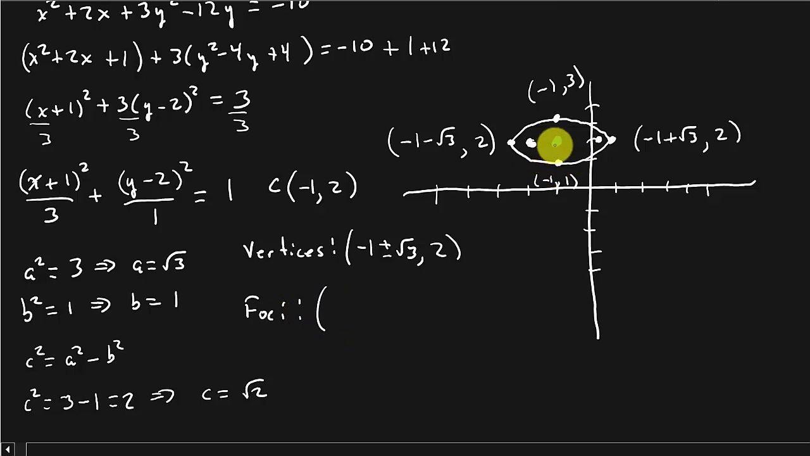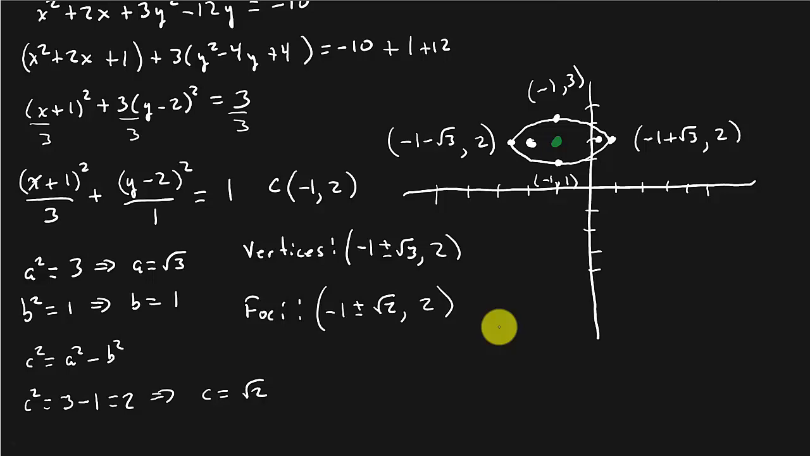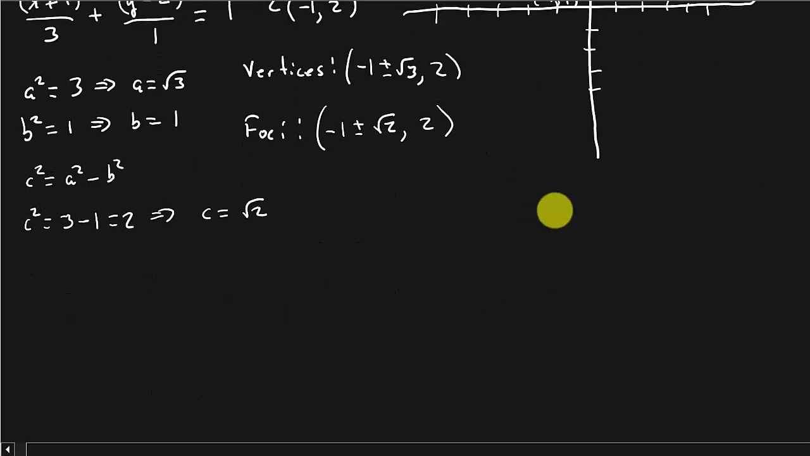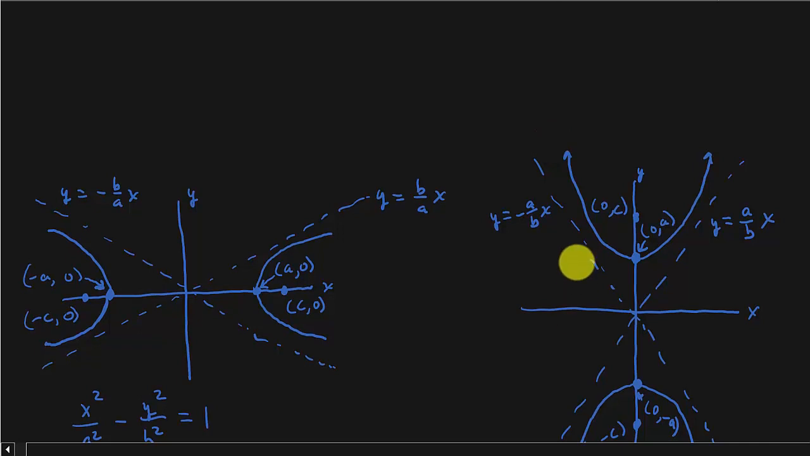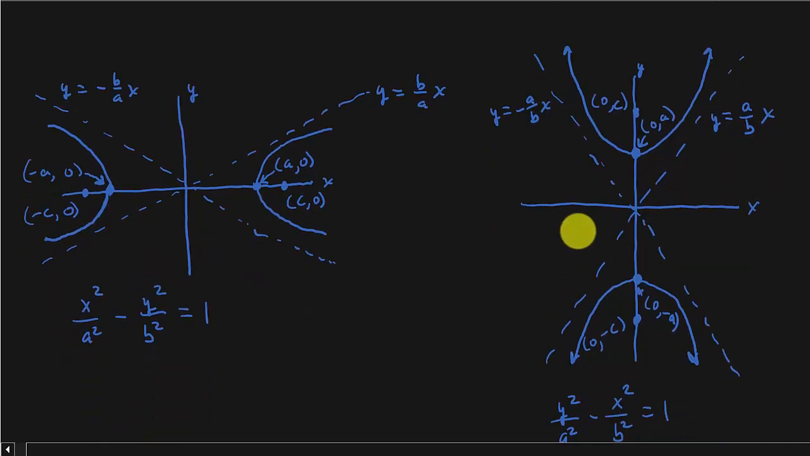Now, how did I get the foci? Well, I went from the center and I added square root of 2, and I subtracted square root of 2 to the x value. So that's negative 1 plus or minus square root of 2. And then, of course, my y value stays at 2. So there's my center, my vertices, and my foci. All right, so that's the examples on an ellipse. So now let's look at the hyperbola.